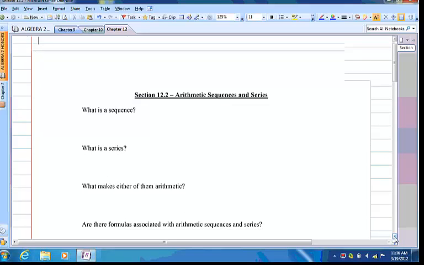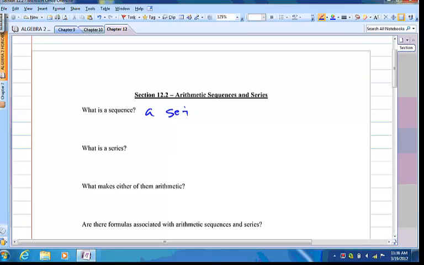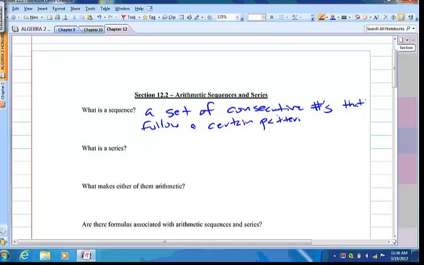A sequence is simply a set of consecutive integers, or actually consecutive numbers. Let me rephrase that. Say consecutive numbers that follow a certain pattern. So that's what's considered to be a sequence.